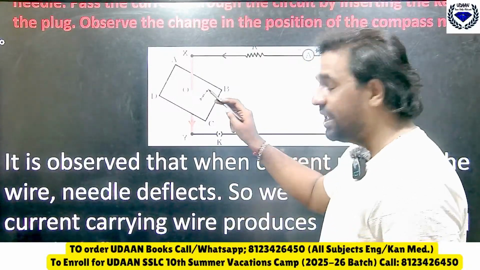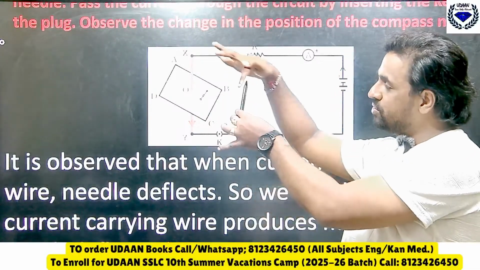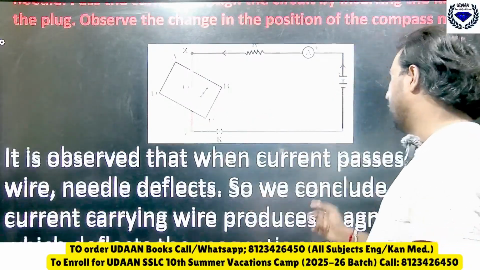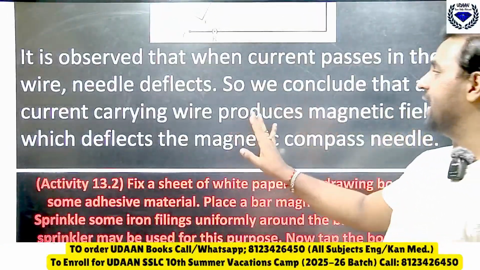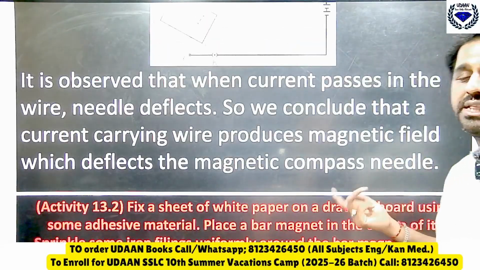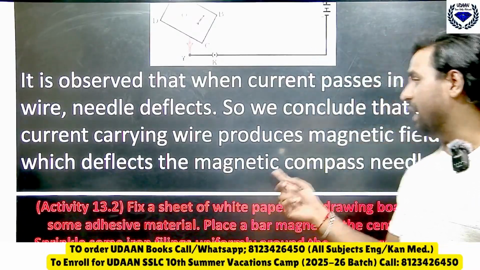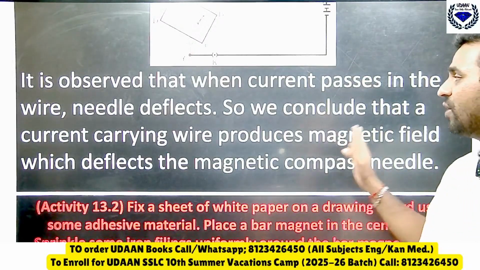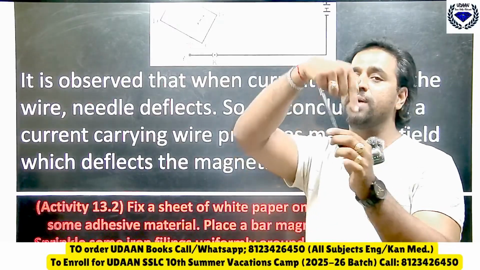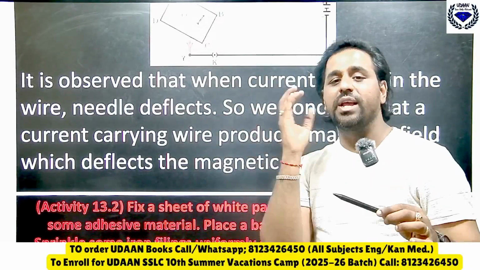The needle is made of a magnet. Then around this wire a magnetic field is produced, due to which this will show the deflection. So we can conclude that a current carrying wire produces a magnetic field which deflects the magnetic compass needle. Therefore magnetic effect of electric current is the name of the chapter. So you understood what is magnetic effect of electric current. If a wire has current passed through it, there is a magnetic field around it. So that we call as magnetic effect of electric current.